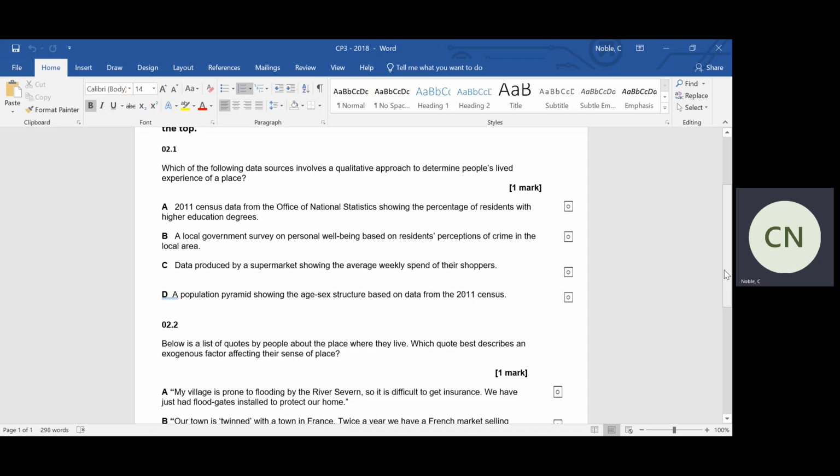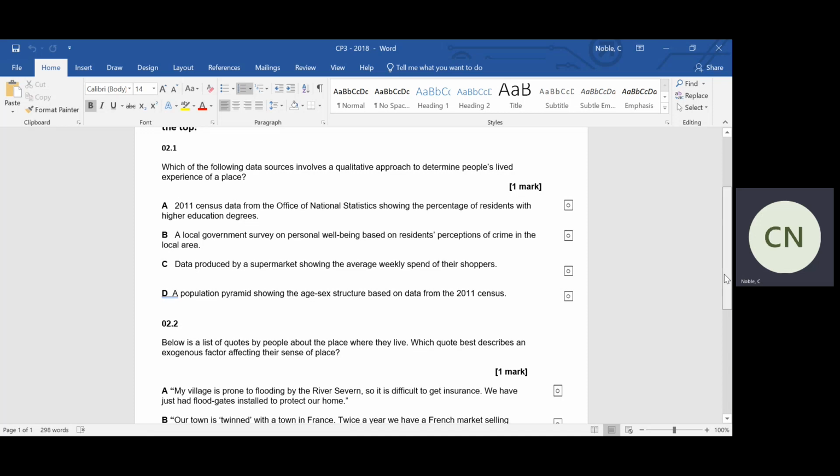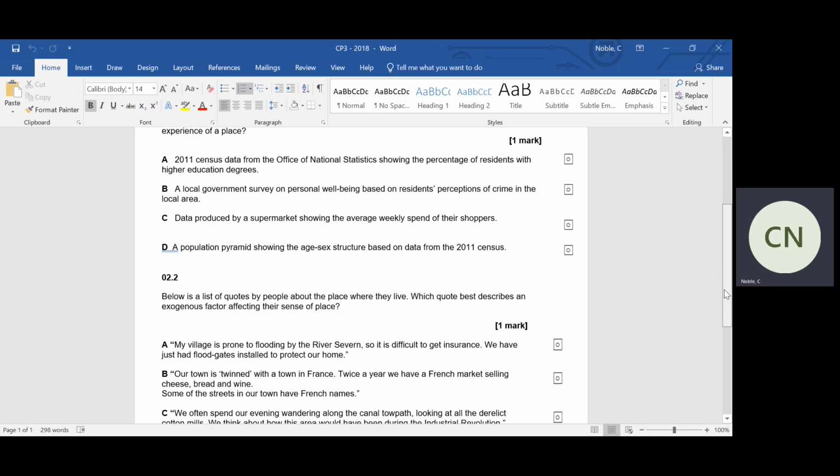So both of these questions are 1 mark, which differs slightly from the CAT that you had a couple of weeks ago. Just be really careful to read those words in the question. The first one asks about qualitative approaches. So just be aware of your definition of what qualitative approaches are about.